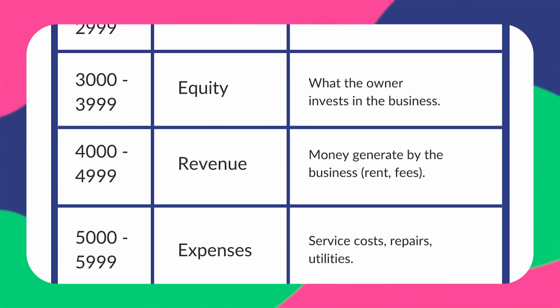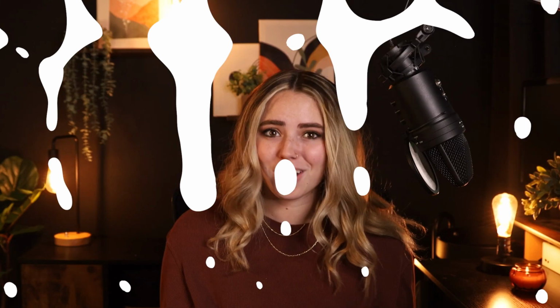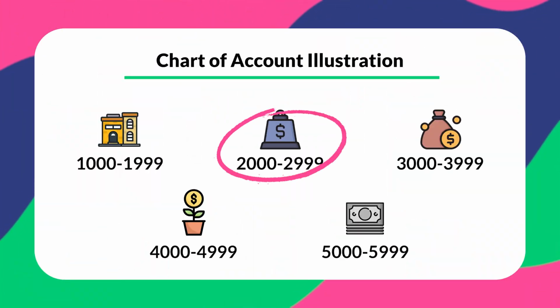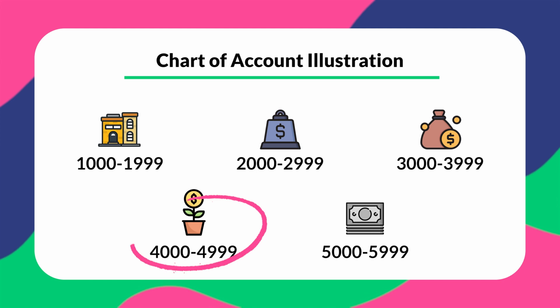Doing it this way doesn't just keep your chart of accounts from being a jumbled mess, it also helps identifying accounts easier. With number blocking, you and your CPA can easily identify what type of account it is by its first digit. If it starts with a 2, you know it's liability. If it's a 4, you know it's a revenue.